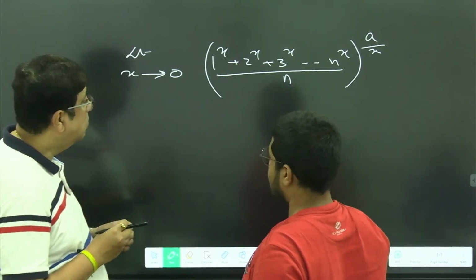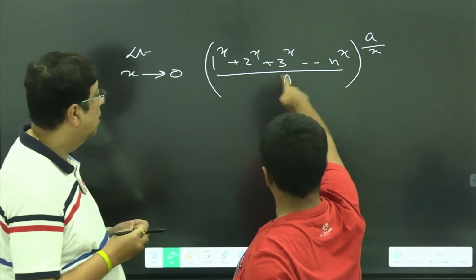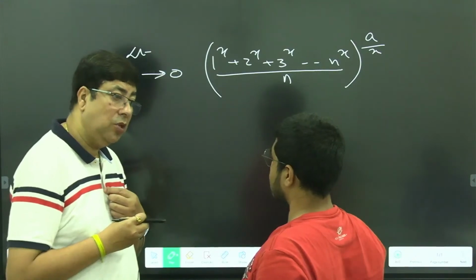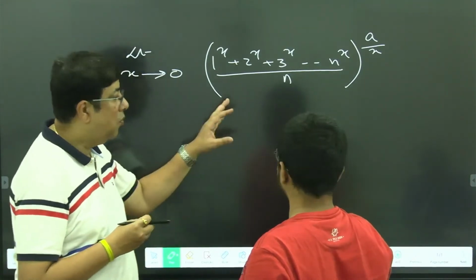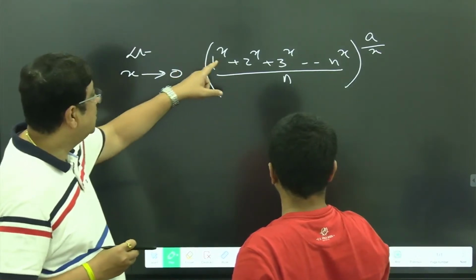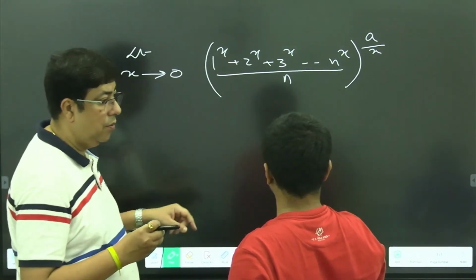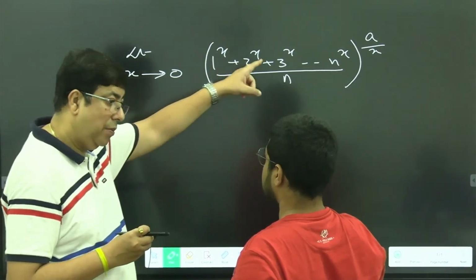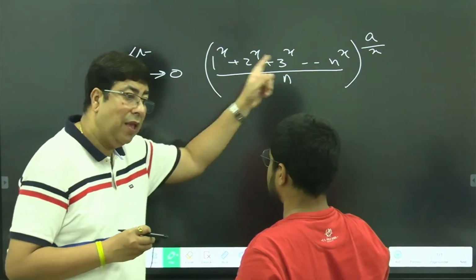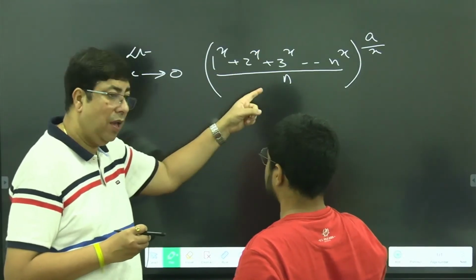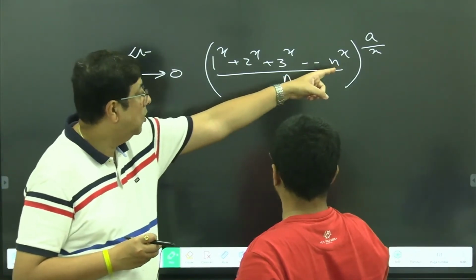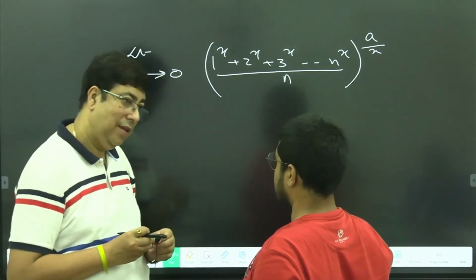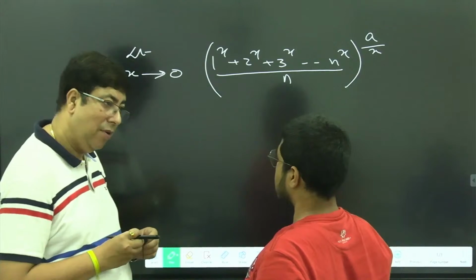You will take out the n outside? How? But in the denominator there is one n. No. First of all, we have to see the form. It is under what form? Put x equal to 0 and see. 1 to the power 0 is 1, 2 to the power 0 is 1, 3 to the power 0, up to n to the power 0 is 1. How many 1s are there? n. So n by n is 1. As x tends to 0, it is the 1 to the power infinity form, so you have to use this limit. Okay? This limit sum. Clear?